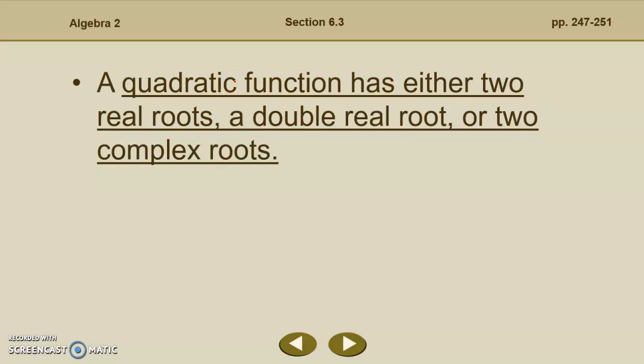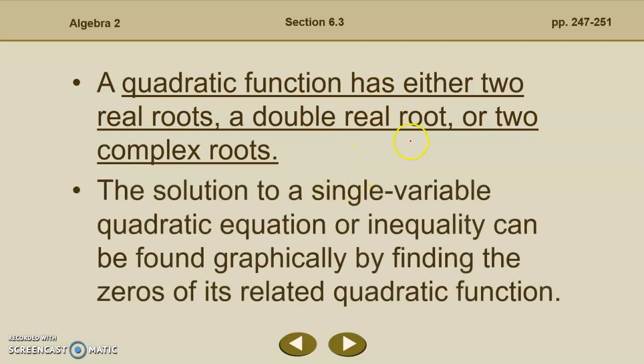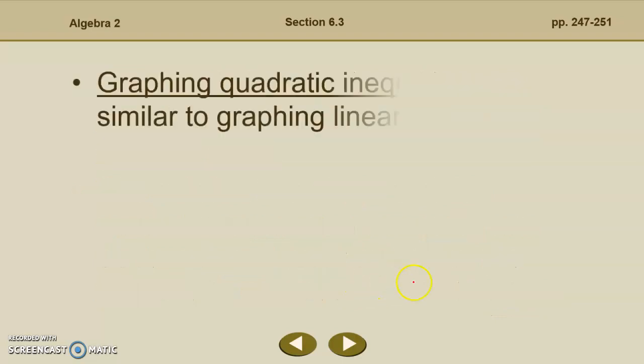So a quadratic function, like we've talked about earlier, has either two real roots, a double real root, that's the multiplicity, or two complex roots. Those are your different options. The solution to a single variable quadratic equation or an inequality can be found graphically by finding the zeros of its related quadratic function. So if you're trying to solve a quadratic inequality, you can solve the related quadratic equation to find those same roots. It applies whether you're dealing with an inequality or an equation.